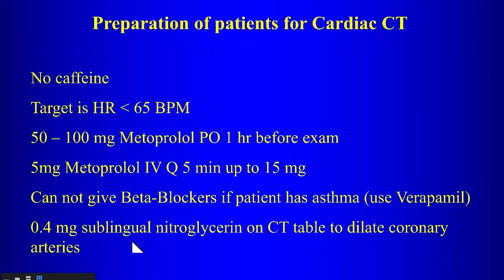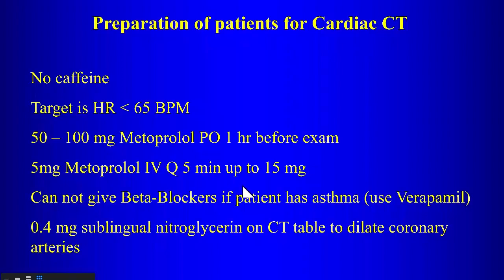In terms of preparation of patients for cardiac CT, since we want the heart rate low, it's important that patients are given instructions to have no caffeine before their CT exam. Our target heart rate is ideally below 65 beats per minute. To get that lower, we can give them metoprolol 50 to 100 milligrams 1 hour before the exam. If that doesn't work, while they're on the CT table, they can be given metoprolol IV, 5 milligrams, every 5 minutes, up to 15 milligrams.